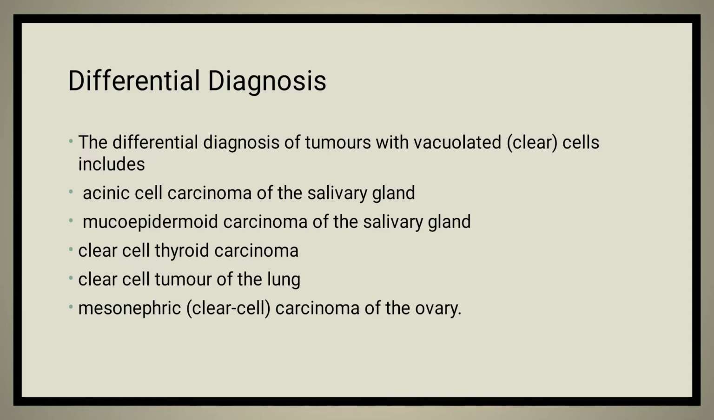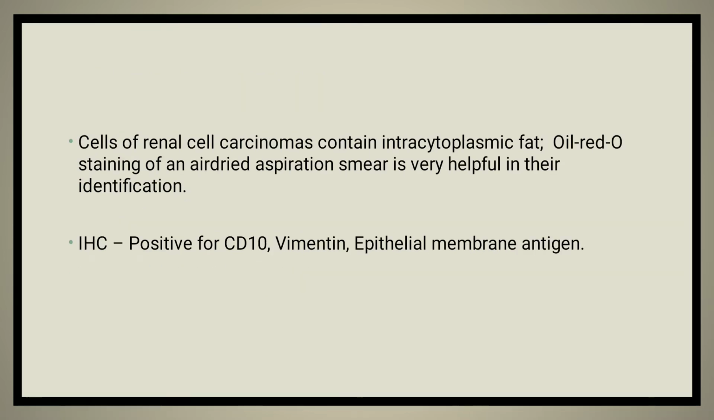Coming to the differential diagnosis of tumors with vacuolated or clear cells, these include acinic cell carcinoma of the salivary gland, mucoepidermoid carcinoma of the salivary gland, clear cell thyroid carcinoma, clear cell tumor of the lung, mesonephric, that is clear cell carcinoma of the ovary. How to differentiate these clear cell tumors from the clear cell variant of renal cell carcinoma?